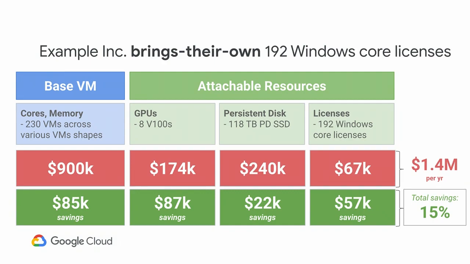So if you remember, we talked about Example Inc. Example Inc. did have a small footprint of Windows licenses. They had 192 Windows Core licenses that they were purchasing through Compute Engine. With this new BYOL feature, they spun up some sole tenant nodes and launched their Windows VMs into the sole tenant nodes. As a result, they stopped paying Google and Compute Engine for these Windows licenses and instead are able to reuse the licenses that they have today. The savings here add up to another 3 to 4%. And so now we're up to about 15% total savings here.